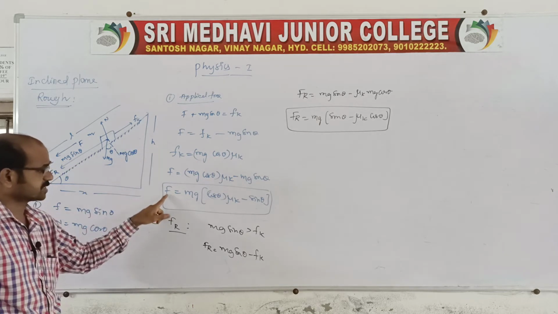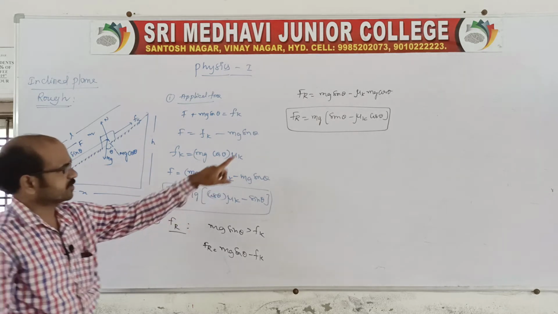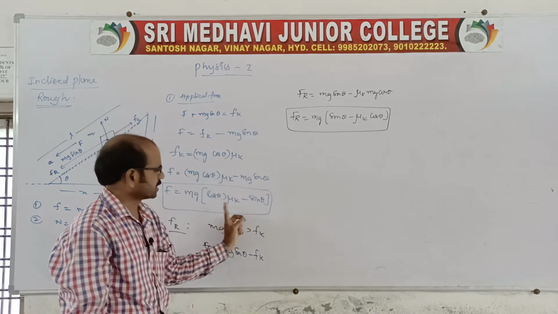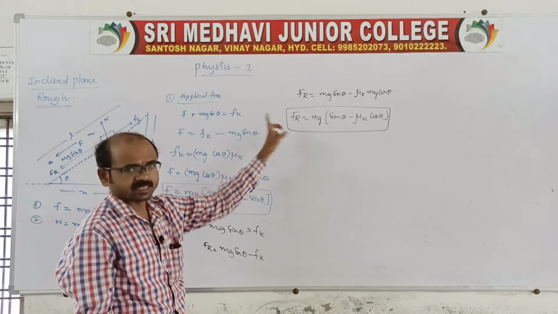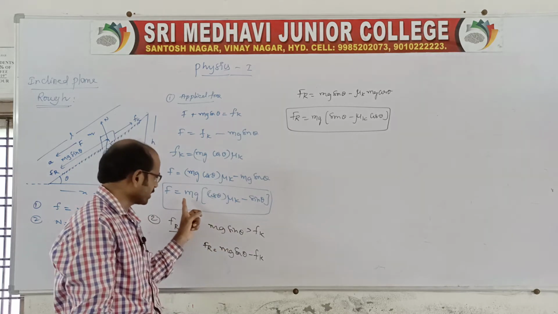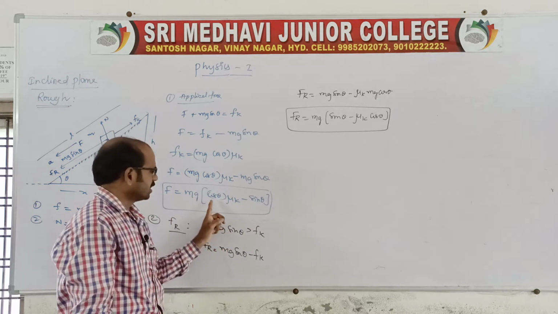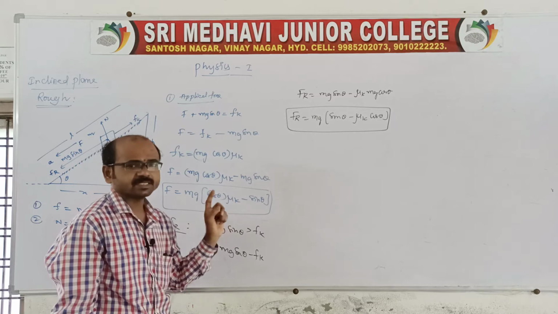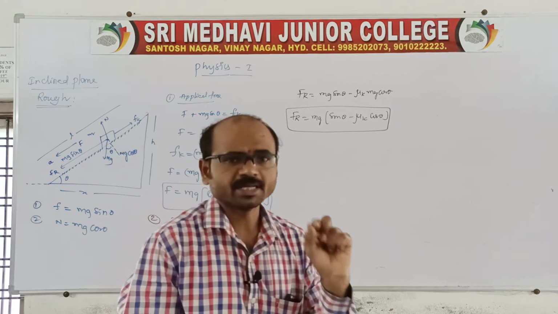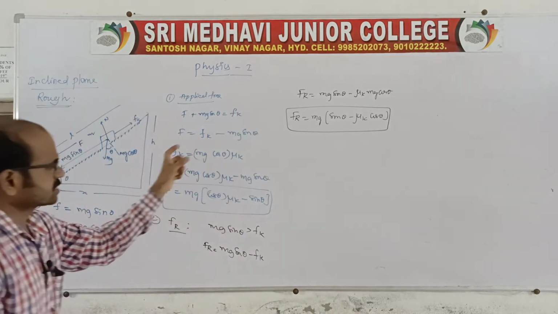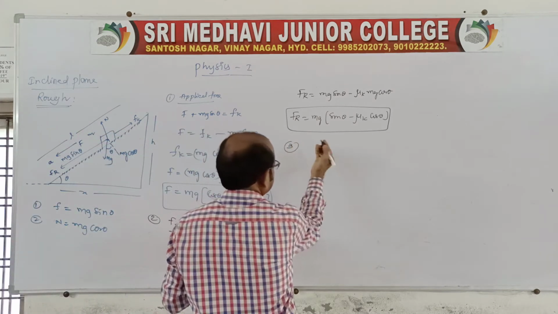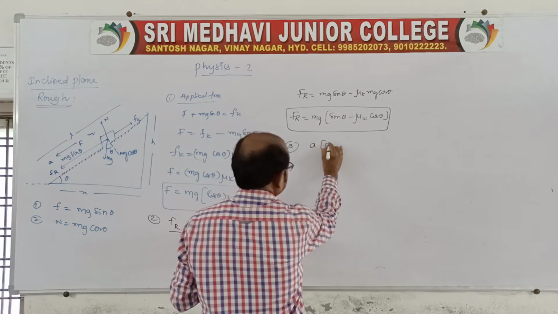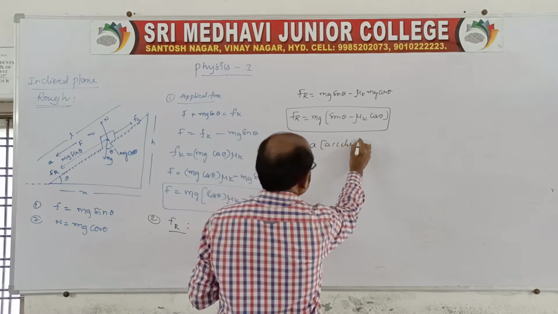Both are different, because one is applied and one is resultant. See, look at the final expressions, both are different. Mg times sin theta minus mu k cos theta is for the resultant, and the applied will be F is equal to mg times cos theta mu k minus sin theta. So this is the resultant. And coming to the third parameter, we say acceleration.